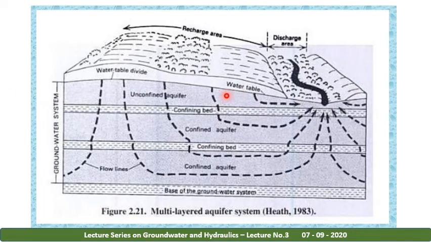Here in one diagram you can see the entire parameters of the aquifers. Consider this as the surface of the area. Here we have a small water pond or water storage area. Here we have a water table. Then we have another confined aquifer. Below it we have a confining bed, that is impermeable rock strata.